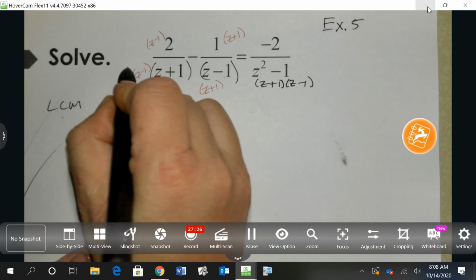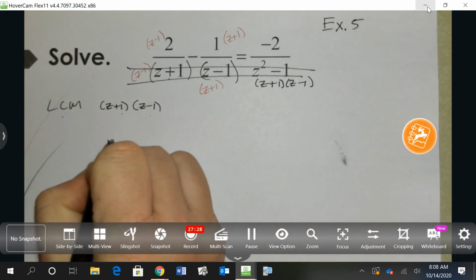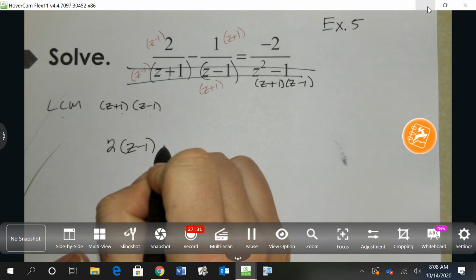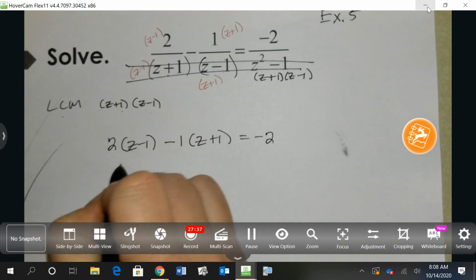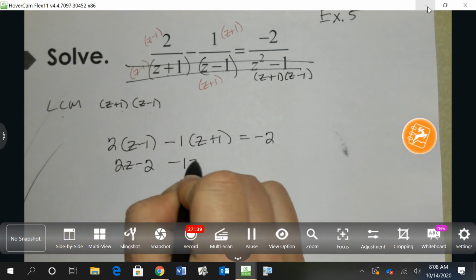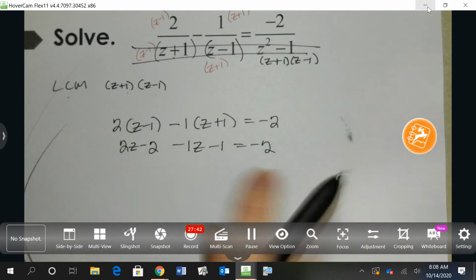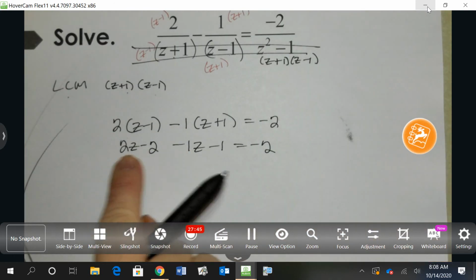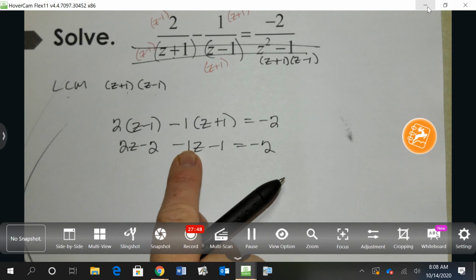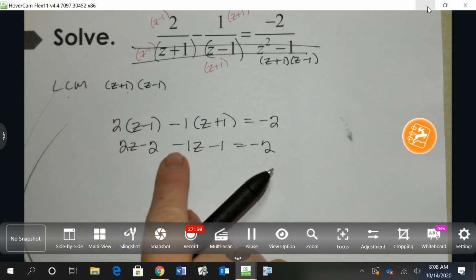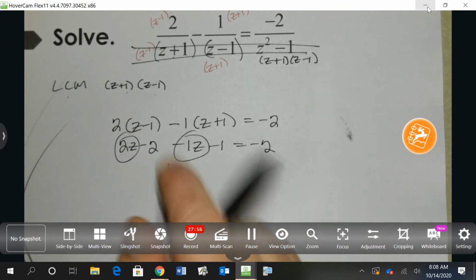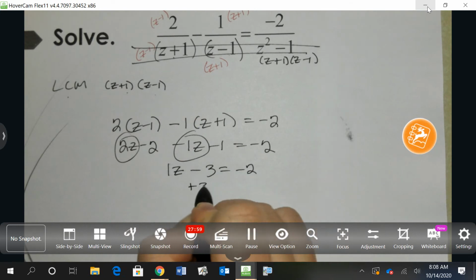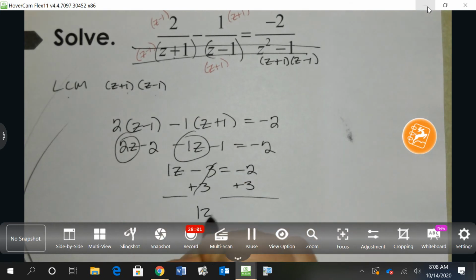Now I'm going to cancel out the denominators, and I'm going to write down what I have. I have 2 times the quantity z minus 1, subtract 1 times the quantity z plus 1 equals negative 2. And this is similar in the fact that we don't have a quadratic equation we're solving for. So 2z minus 1z, when I combine like terms, is 1z, and negative 2 and negative 1 is a negative 3. Stay awake, don't fall asleep. I get an answer of 1.